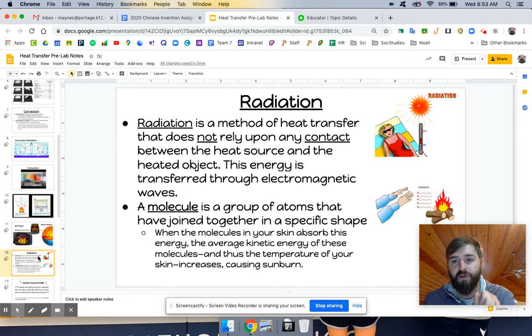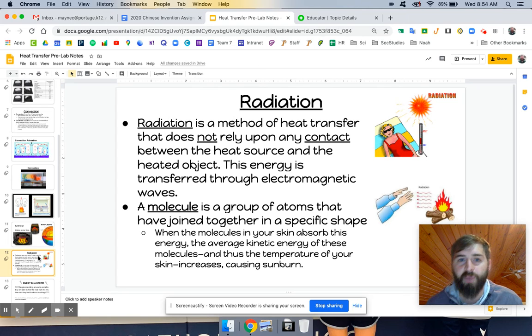Conduction was when you have a direct contact with it, right? When you put the ice cubes on whatever surfaces that you put them on. Convection is that moving through fluids. Radiation is a little different, okay? And the notes here is radiation is a method of heat that does not rely on any contact between things. So basically, there's no contact through fluids, no motion through liquids, gases, or indirect contact.